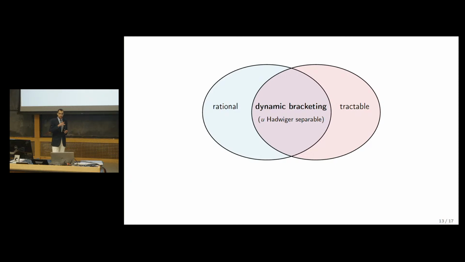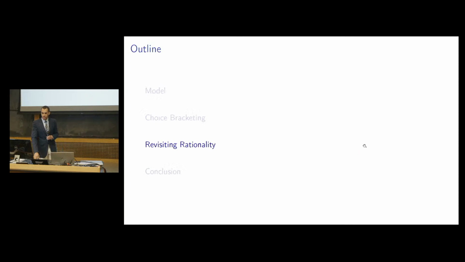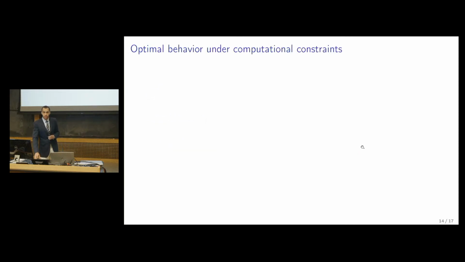I also give a characterization in terms of a separability property of the utility function. So I introduce this idea of Hadwiger separability that basically says there are maybe some complementarities or some substitutabilities across decisions, but their frequency is limited using notions of graph sparsity. Okay, so let me move on, though, in the interest of time, and give you my final result.